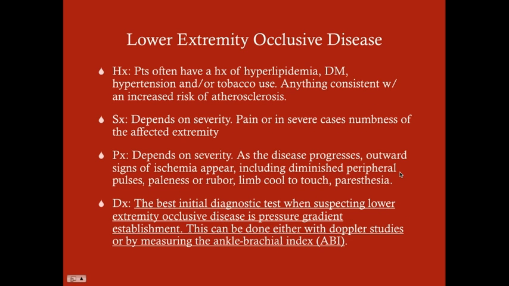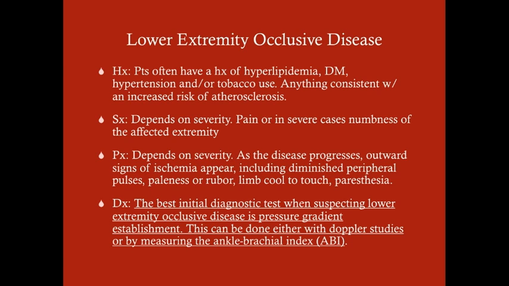Okay, so what is the history for patients with lower extremity occlusive disease? Well, it's basically a history consistent with atherosclerosis. So hyperlipidemia, diabetes, hypertension, smokers, males, older, etc. The symptoms are really just going to depend on the severity. So this is a heterogeneous set of diseases with your claudication, ischemic rest pain, gangrene. So the symptoms really just depend on severity.